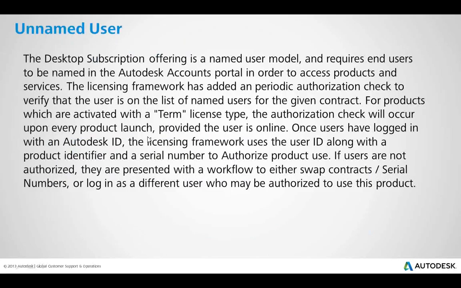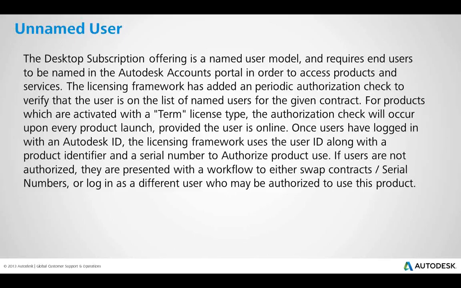So, named user. The desktop subscription offering is a named user model and requires end users to be named in the Autodesk Accounts portal in order to access products and services. The licensing framework has added a periodic authorization check to verify that the user is on the list of named users for the given contract. For products which are activated with the term license type, the authorization check will occur upon every product launch, provided the user is online. Once users have logged in with an Autodesk ID, the licensing framework uses the user ID along with a product identifier and serial number to authorize the product use.